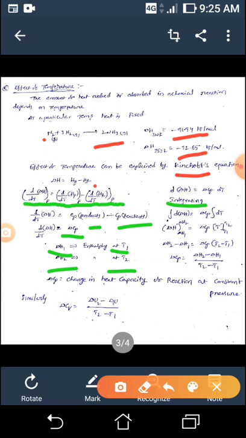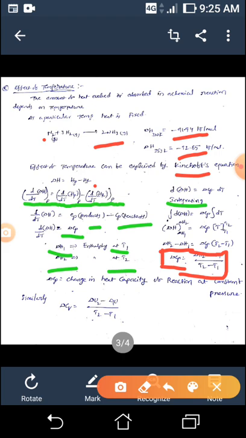Now ΔCp into the integral of dT. The integral of dx equals x, so according to that, the integral of dT equals T, with T1 and T2 as the lower and upper limits. By substituting the limits, ΔH2 minus ΔH1 equals ΔCp into (T2 minus T1). Now ΔCp equals (ΔH2 minus ΔH1) by (T2 minus T1). This is the equation for calculation of enthalpy of a reaction at different temperatures.